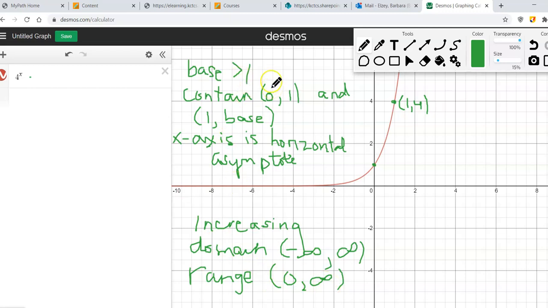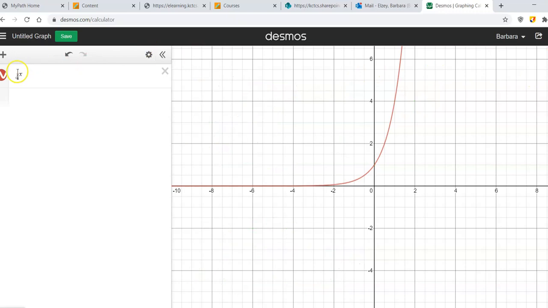All right, now, that's what happens if our base is greater than 1. Now let's look at what happens if our base is a fraction. Now, I want to note that we will never have a negative base. So that's very important. We're not allowed to have a negative base, but we can have a fraction base. So let's go ahead and get out of this, and let's change our base to any fraction we want.